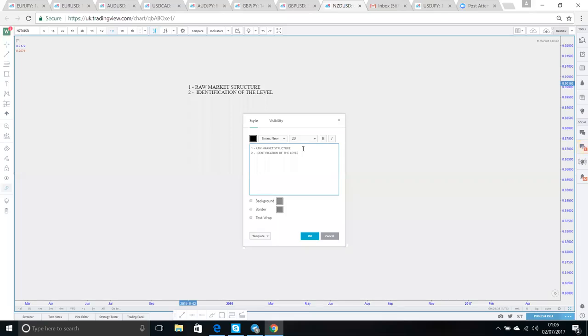Okay, identification of the levels, right? Which will also include supply and demand levels. Okay, you guys understand this? Please confirm by saying yes. Everybody write yes. Maybe a few of you won't be able to write yes because you're not a participant here. Okay, great.